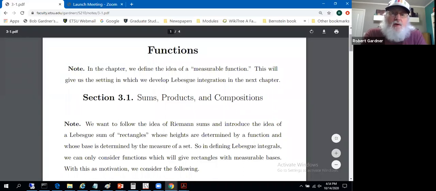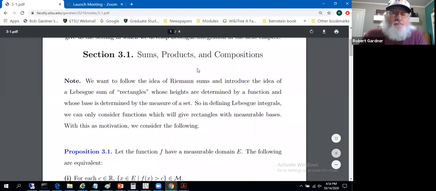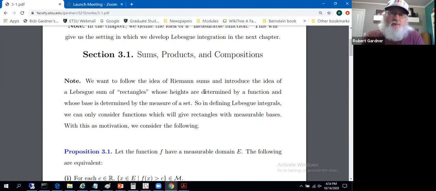So following that shady experience near the end of chapter 2 with non-measurable sets, we're trying to avoid non-measurable sets. So all of the following is motivated by those non-measurable sets. We want to follow Riemann's ideas of Riemann sums and little rectangles and limits. This won't be the verbiage exactly that we use, but we'll introduce an idea of a Lebesgue sum of quote unquote rectangles. The heights will be determined by function values, and the bases will be determined by the measure of the set.